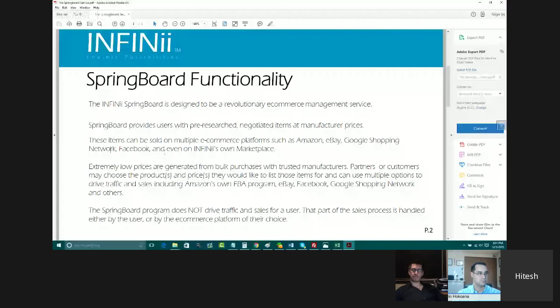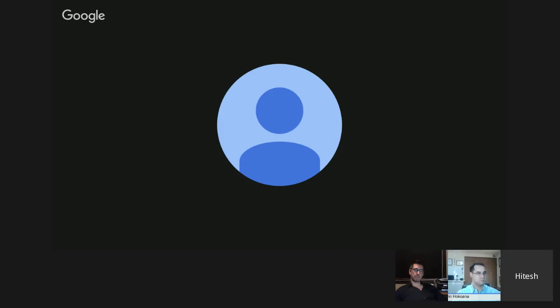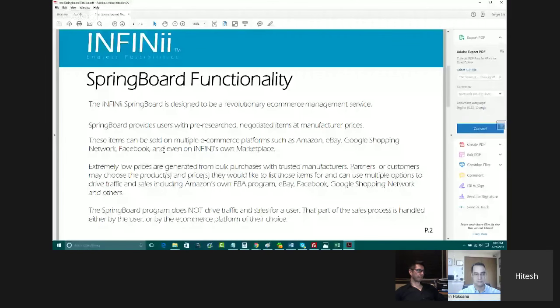Okay, so here's how we get really low prices. It's the same way that anybody gets low prices. We go to these manufacturers, discuss things with them, and try to get bulk purchases in, which gives us the bulk price with them. Now, there are a few hang-ups here why other people can't usually do this.